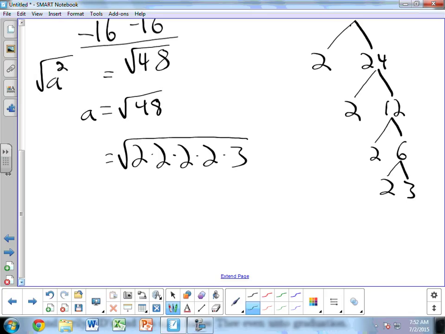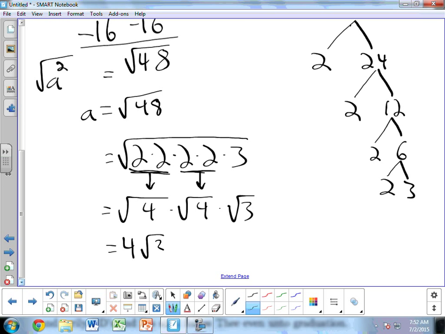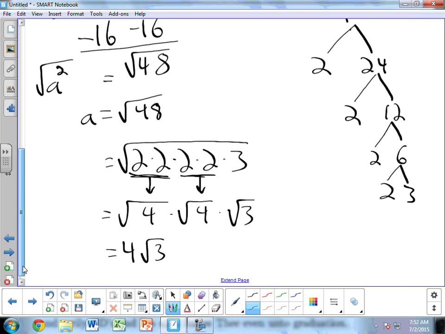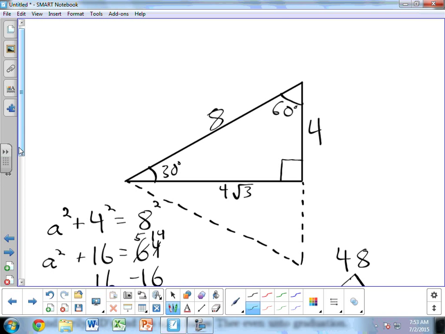So this can now be written out as the square root of 2 times 2 times 2 times 2 times 3. Now, by properties of square roots, I can break this up as the square root of 4 times the square root of 4 times the square root of 3. I said square root of 4 times the square root of 4 because these two 2's become a 4 and these two 2's become 4. So now the square root of 4 is 2 and the square root of 4 is 2, so 2 times 2 is 4 square roots of 3, which is the answer that we first came up with.